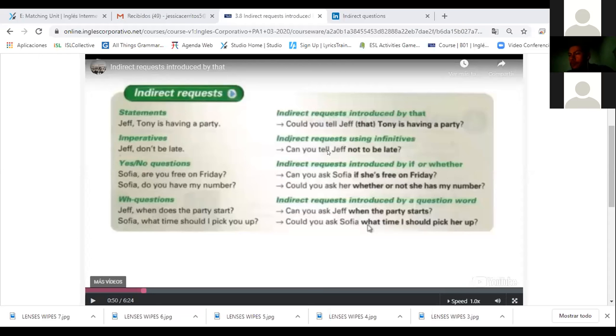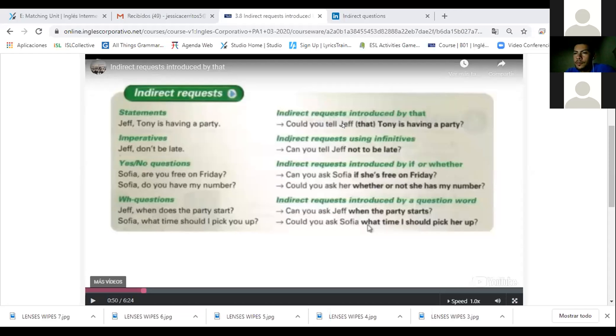So I said, Noe, could you tell Rocio, all right, to share the class with us? I'm gonna go back here and I want you to notice something. Instead of using the name, what can I use, guys? Do you know what can I use instead of using the name of the person? Instead of saying, could you tell Jeff? What can I say instead of Jeff?